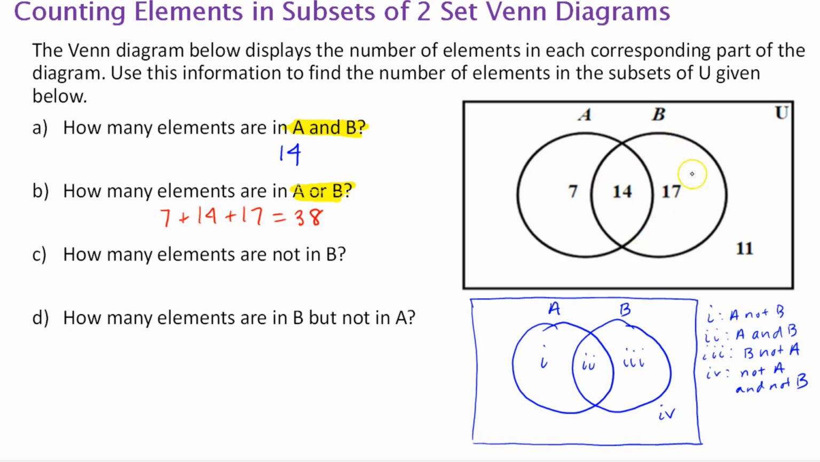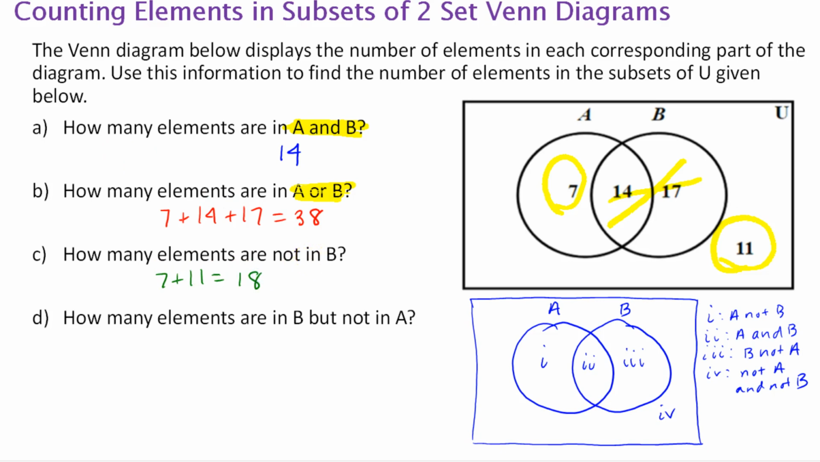Here is B. If you're not in B, you're not in this circle. Okay. So when I see not, I kind of think of blacking out the thing it says. So not B. So not in here. And if you're not in here, you must be out here. Okay. And that's region 1 and 4, like we said, and the number of elements is 7 and 11. So there are 7 plus 11 equals 18 elements in not B.